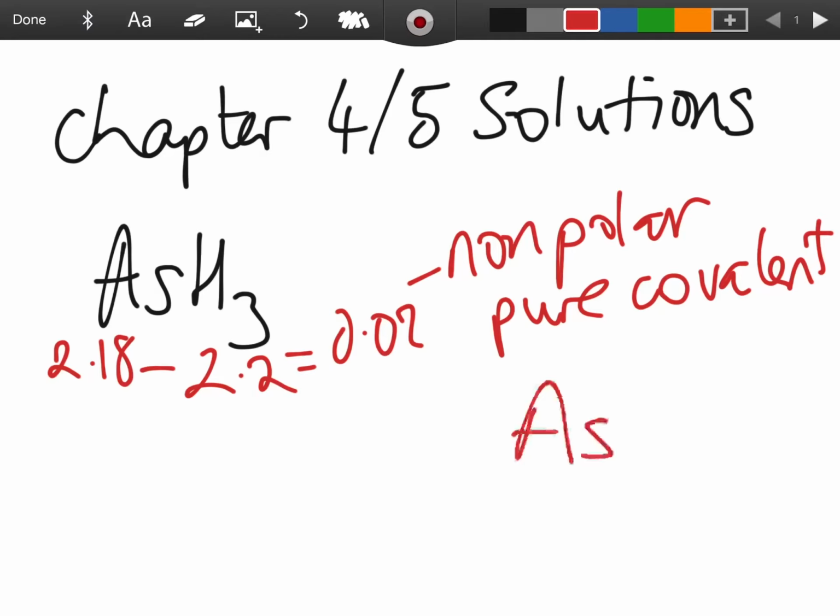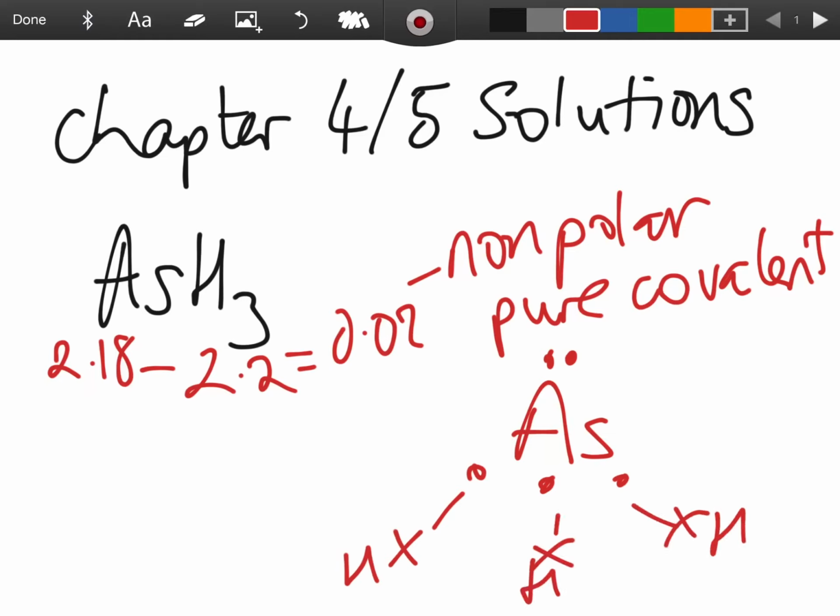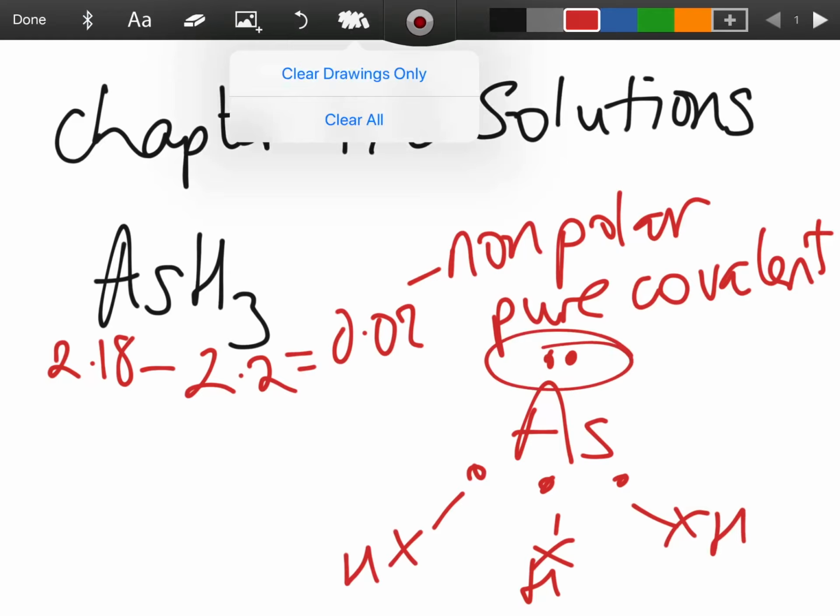Drawing a dot and cross diagram then, when you look up As, you see that it's in group 5, so there are 5 electrons in its outer shell, and then you're going to bond that with the 3 hydrogens. So use your dot and cross diagrams like we did before. Predicting the shape of that, well, it's pyramidal. 1 lone pair and 3 bond pairs, okay?